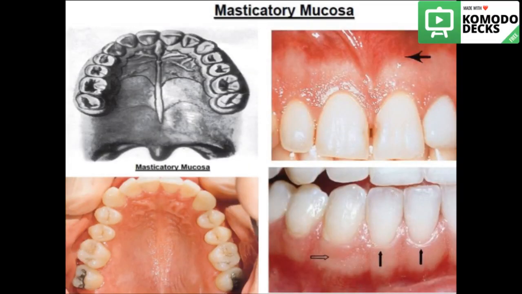The masticatory oral mucosa is the hard palate, regions of the hard palate, and the attached gingiva, marked with the black arrows. This gingiva is more whitish in color, referring to the keratinization that is taking place. This gingiva and hard palate are subjected to high forces of friction and mastication.